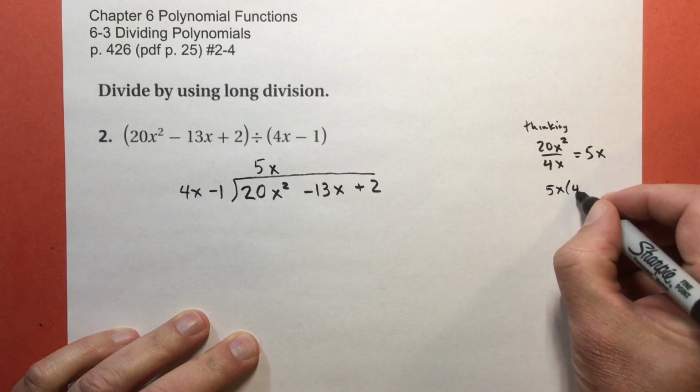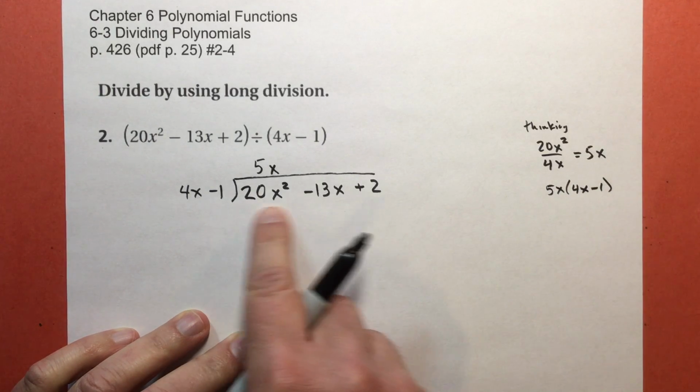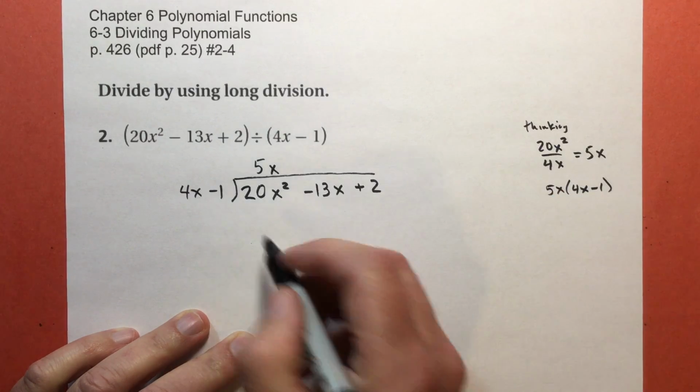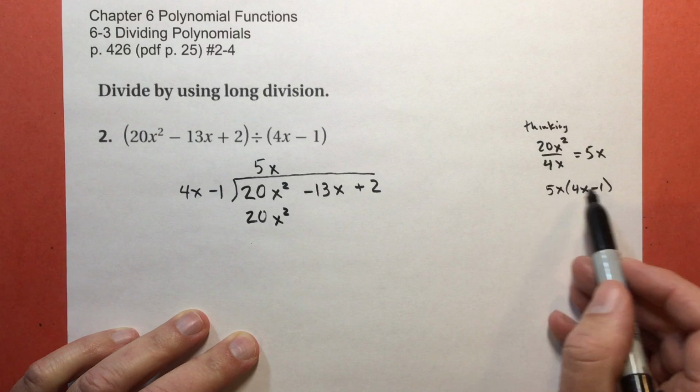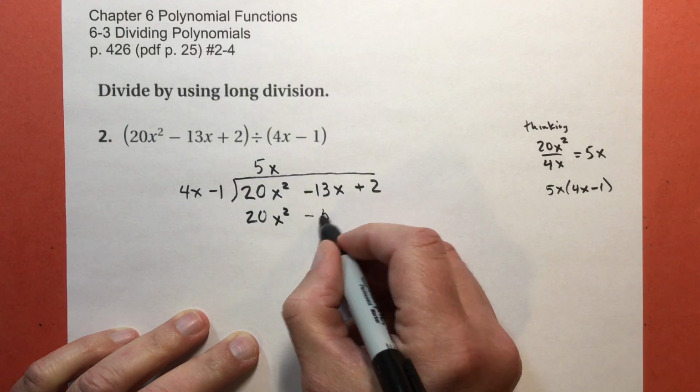5x times 4x subtract 1, I'm going to put right here. So 5x times 4x is 20x squared, which is what I wanted. And 5x times negative 1 is negative 5x.